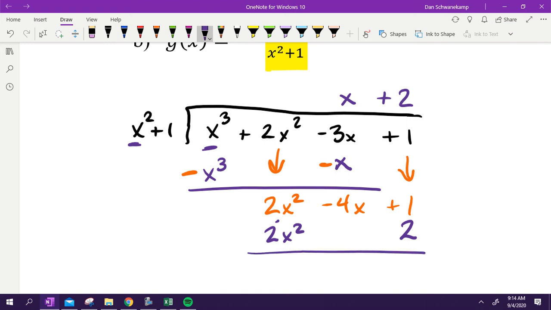We're putting them together. So if we're putting them together, Kate, what do I got to do? Got to change the signs. 2x squareds cancel. This comes on down. 1 minus 2. Oh, that's negative 1. And we do it again.